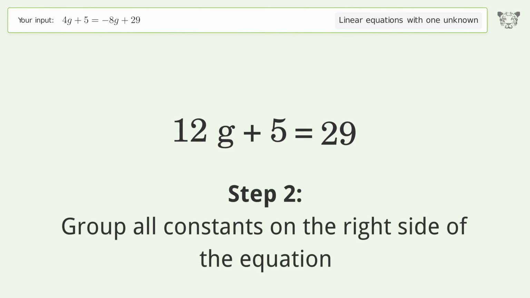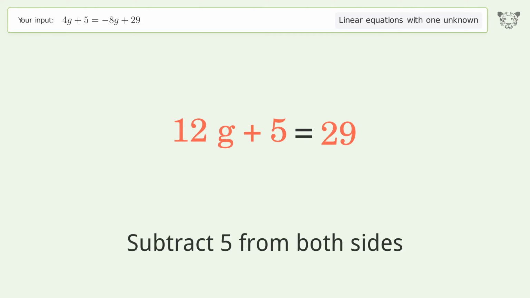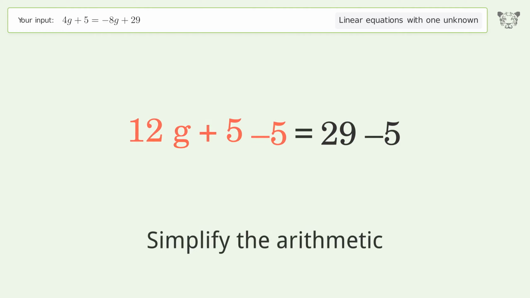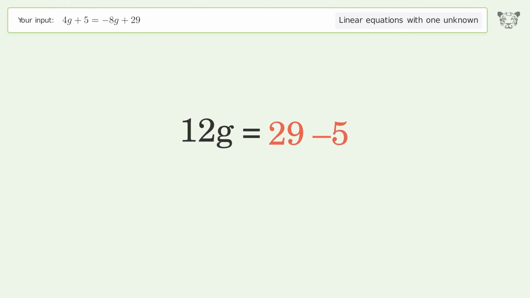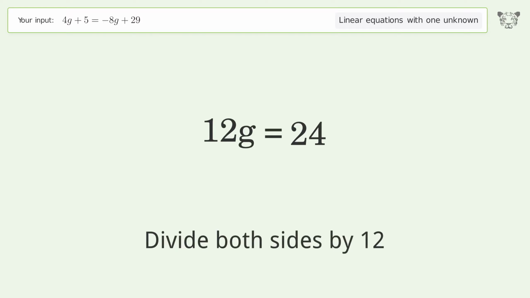Group all constants on the right side of the equation. Subtract 5 from both sides. Simplify the arithmetic. Isolate the g. Divide both sides by 12.